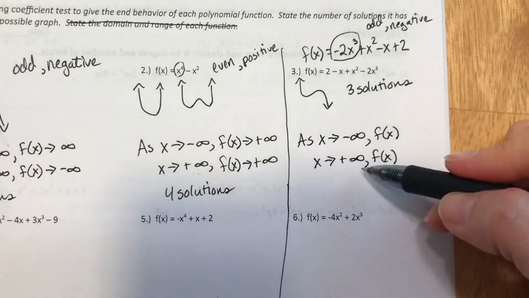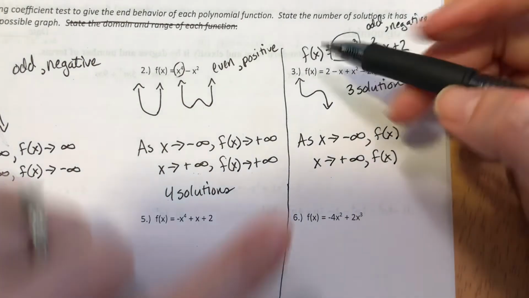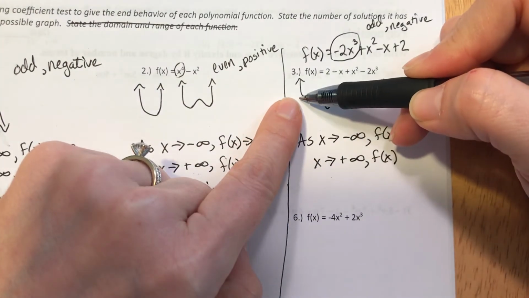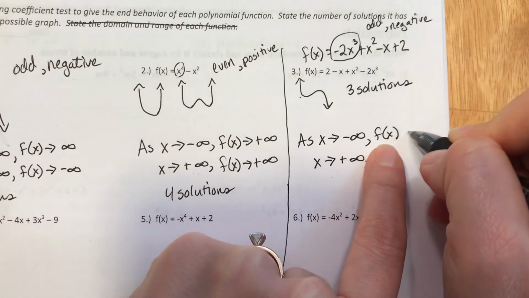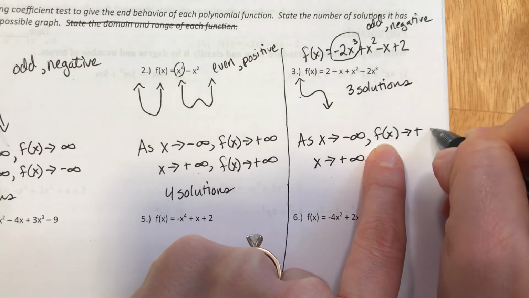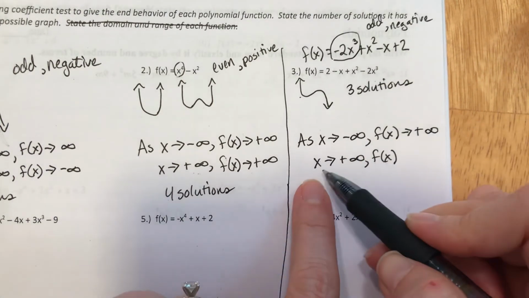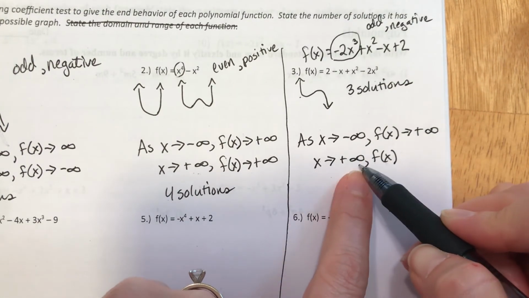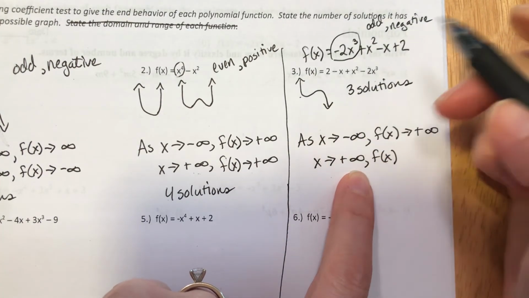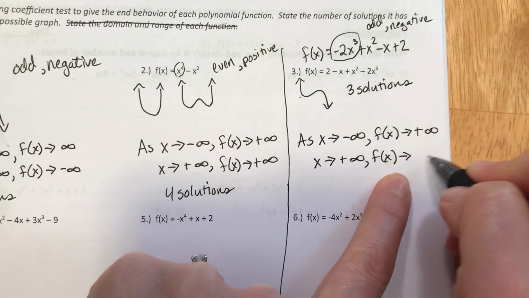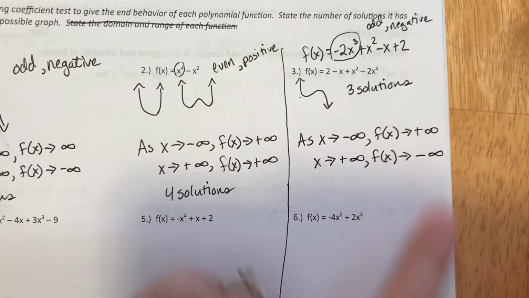All right, you always write both of them. As x goes to the left, what's happening to our y? Our y is going up. So how do we write up for the y? It approaches positive infinity. Down here, as x approaches the right, what happens to our y? Our y goes down. How do we write down? Down is negative infinity. That's your end behavior.